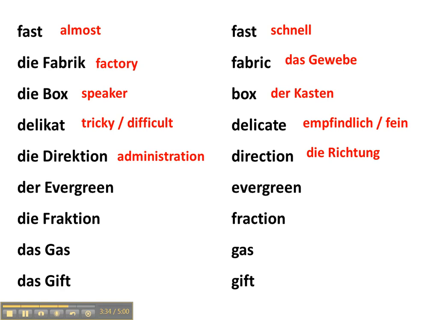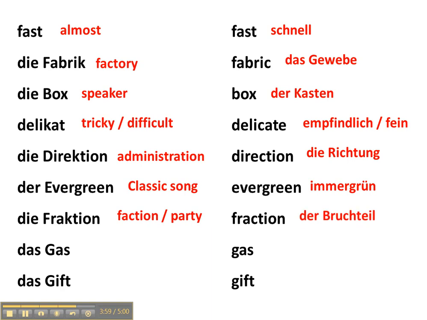Okay, and then the word der Evergreen. This in German is a classic song, but the word evergreen for us is immergrün auf Deutsch, so it just means it's normally a tree that stays green all winter. Die Fraktion. This is a faction of a political party normally, but in English, fraction is similar to der Bruchteil, or an actual fraction involving numbers.